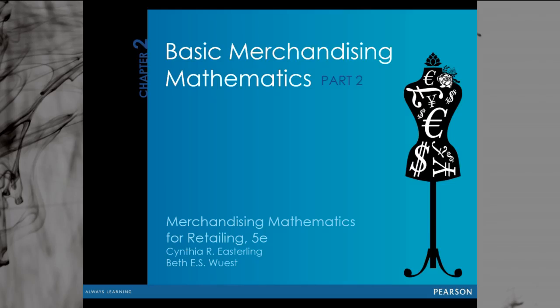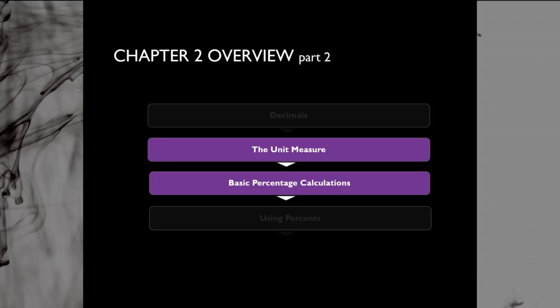Chapter 2, Basic Merchandising Mathematics, Part 2. The last time you learned decimals and how to add, subtract, multiply, and divide decimals, and also how to round numbers with decimals. Today in Chapter 2, Part 2, you will learn unit measure and basic percentage calculation, as well as how to calculate fractions.